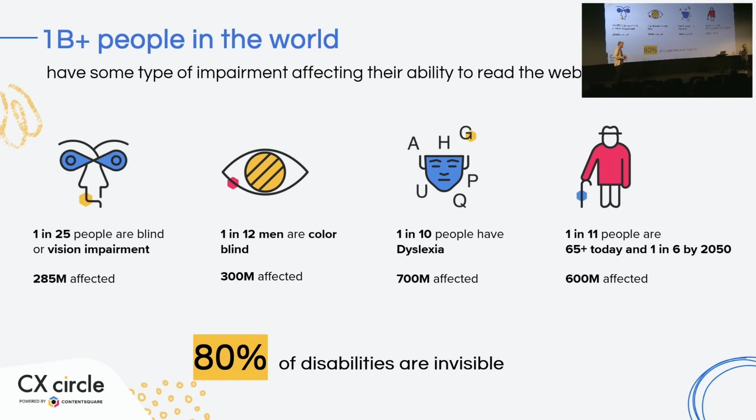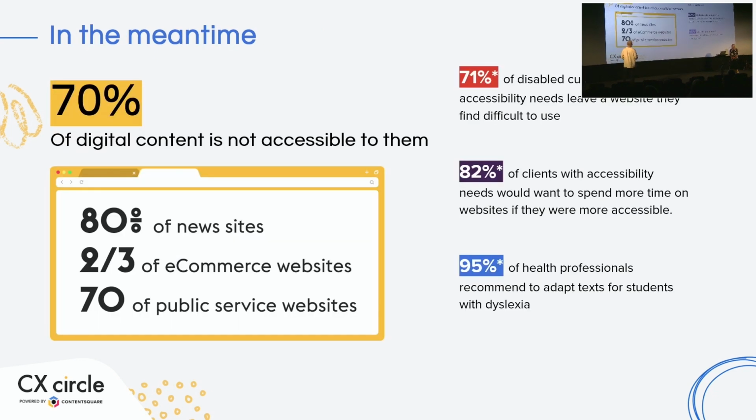When we think of disabilities, what do people think about? Do you think of Stephen Hawking, the wheelchair user in general? Do you think of someone who's blind, who's got a guide dog, a stick? There's numerous things that we think about with disability, and this stems from being a kid as well, because we don't really have that education. We're not really told. We're not aware that 80% of disabilities are actually invisible, right? So this is really something to think about. In the meantime, 70% of digital content is not accessible. That's 80% of new sites.